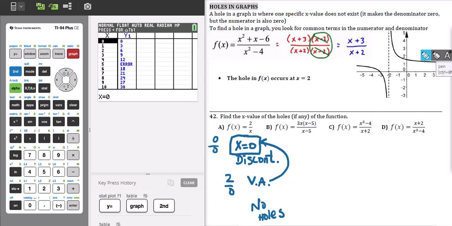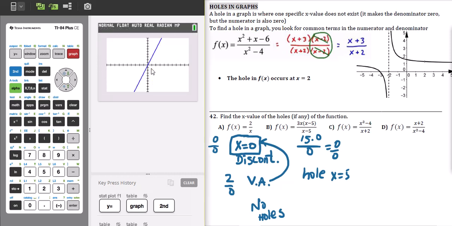And that is because if we try and throw 5 into this function right here, we're going to have a 3 times 5, or 15, times 5 minus 5, 0, over 5 minus 5, 0, which is really 0 over 0, which means that there's a hole in the graph at x equals 5. So you can't really see it on the screen. So when we go to x equals 5, 1, 2, 3, 4, 5, it's actually here. It would be a little bit off of the screen.